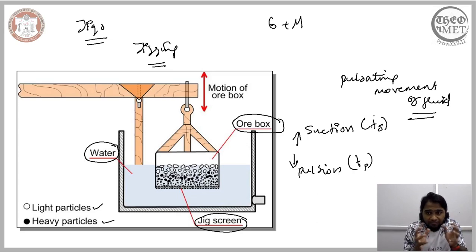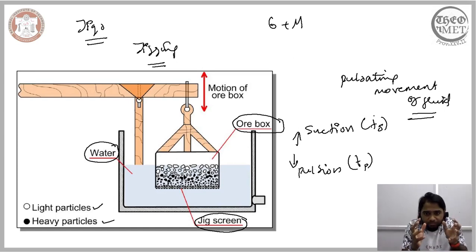And the way we ensure that the water is dynamic is not by moving the water, not by moving the medium. In the case of a hydrocyclone, we moved the medium. Here we are not moving the medium. In the case of jigs, we are moving the ore. We are moving the particles through the ore box, and we are exposing the particles to a dynamic medium.